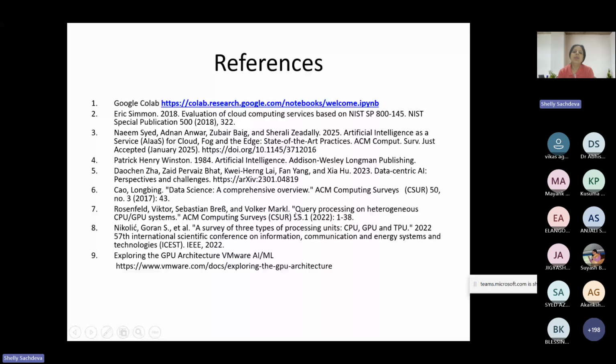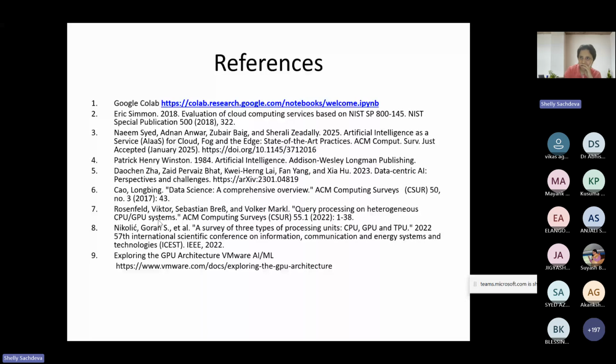Then query processing on heterogeneous CPU/GPU systems. Those who would like to learn more about heterogeneous CPU-GPU systems, standalone GPU, standalone CPU, and integrated CPU-GPU systems can learn from this particular paper. Then a survey of 3 types of processing units has been picked up from this conference paper, exploring the GPU architecture. The figures that I've shown you for differentiating between the CPU and the GPU are picked up from this VMware white paper.